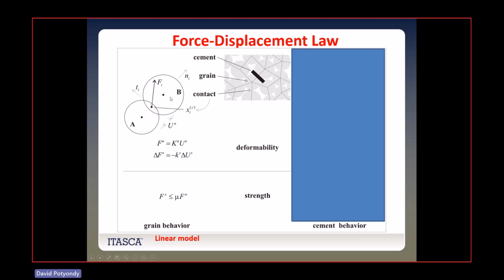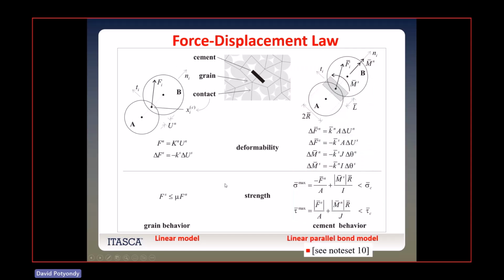So again, when you just have granular systems interacting, this is what we've talked about, that linear model: normal stiffness, shear stiffness, friction coefficient. You can think of those stiffnesses as affecting the deformability. You can think of the friction coefficient as providing strength. And then this would be an example of a parallel bond, which I'm just talking about the granular material. Now we put in bonding.